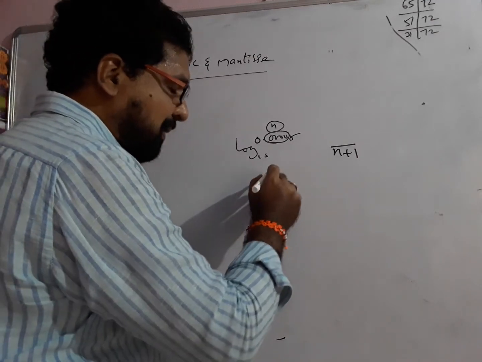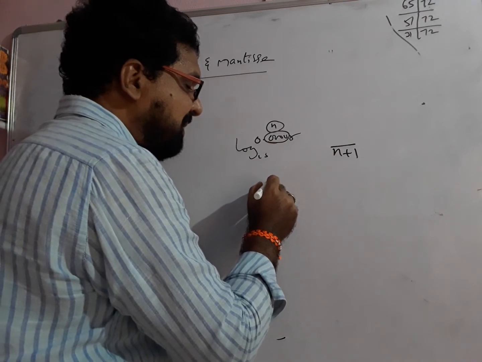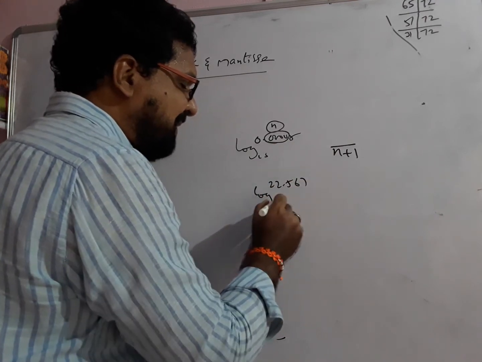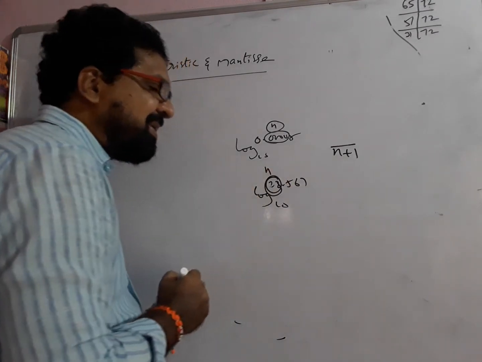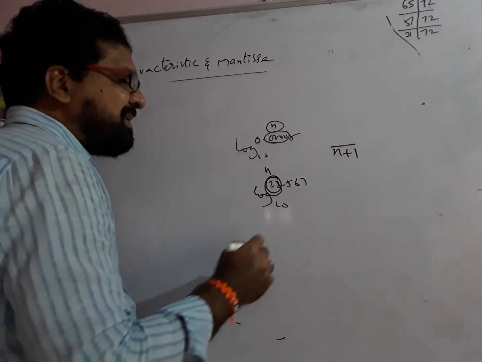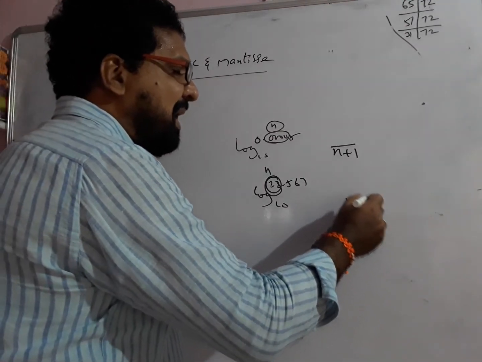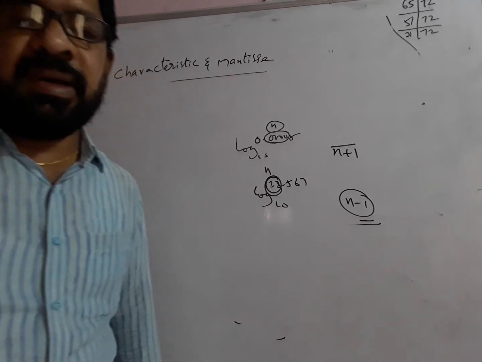Next, the third one is the logarithm of a decimal number, such as 22.567 to the base 10. Before the decimal point, there will be n digits. Its characteristic is equal to n minus 1.